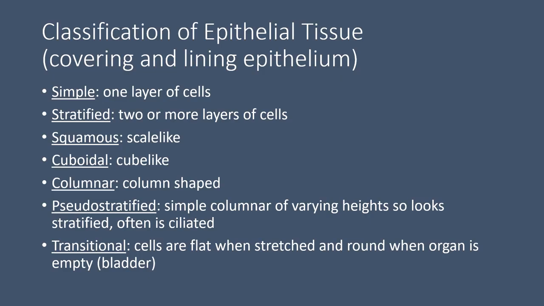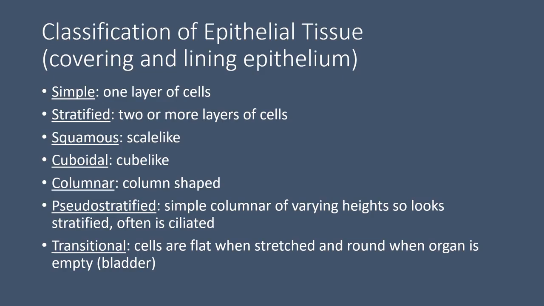Now, with anything, you can have some variations. There are some that are known as pseudostratified. These are simple columnar, so they're rectangular, but of varying heights. So it looks like it's multi-layered, but it's really only a single layer. So we call it pseudostratified. Oftentimes, these will also be ciliated. So on that free open surface, they have cilia attached to them.